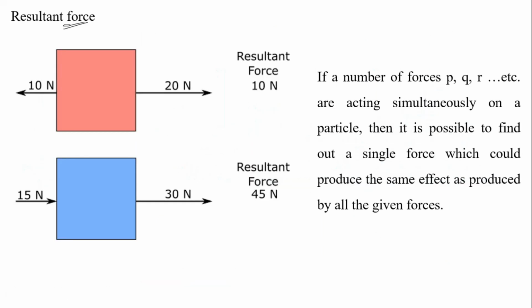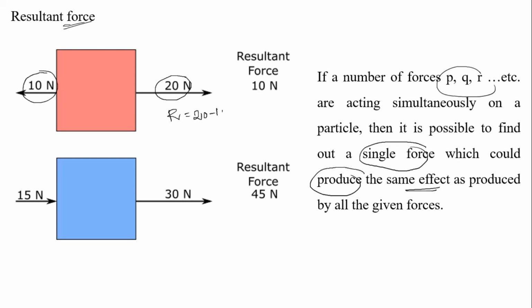And the resultant force. If a number of forces are acting simultaneously on a particle, then it is possible to find a single force which could produce the same effect as produced by all the given forces. Say, for example, in this system 10 kilonewton is acting to the left and 20 kilonewton is acting to the right, both in opposite directions. Then the resultant is 20 minus 10, which is equal to 10 to the right. So this 10 produces the same effect as produced by the 20 and the 10.